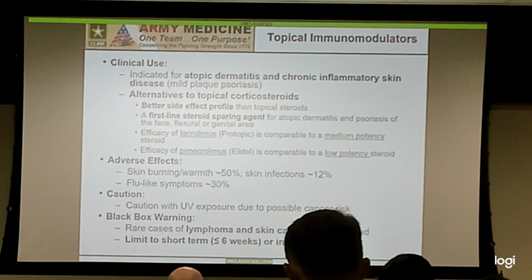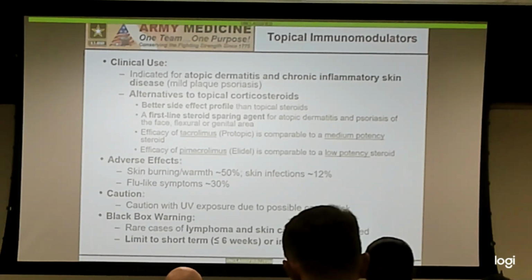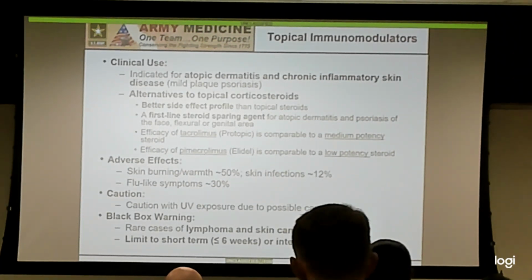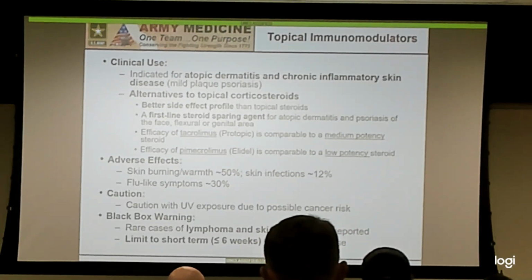Clinical use, atopic dermatitis, and our chronic inflammatory skin diseases that we were just talking about, our eczema. Our alternatives: a lot of times they are going to need their corticosteroids, okay? Our alternatives that we have were the ones that I was telling you. If those steroids did not work, then you're going to use your tacrolimus or your pimecrolimus or Elidel.